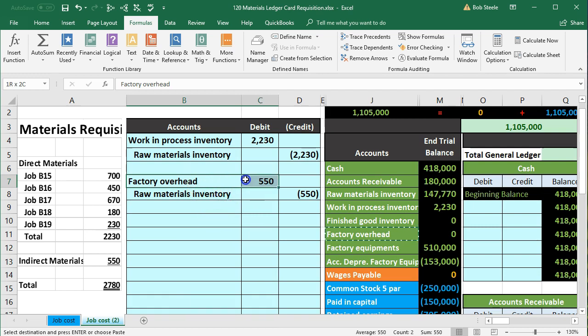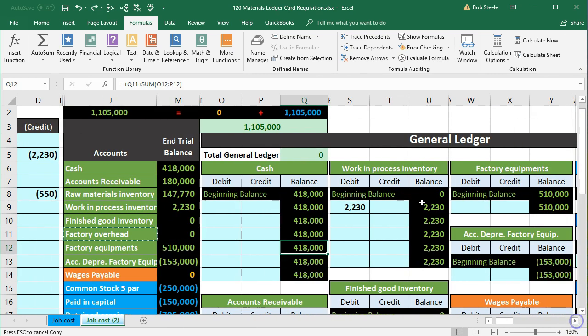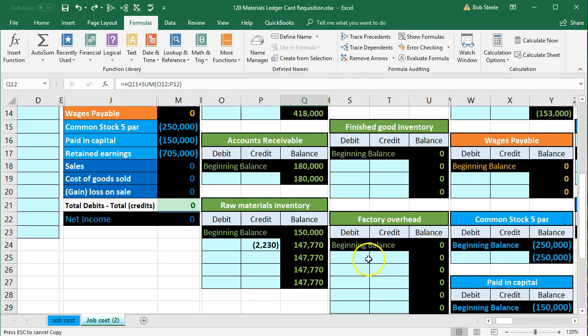So here's the factory overhead. Here's the factory overhead. It's like 1, 2, 3, 4, 5, 6 over. So it's going to be the same order on the GL. And the factory overhead is going to be down here actually. It's in S25, factory overhead debit side.